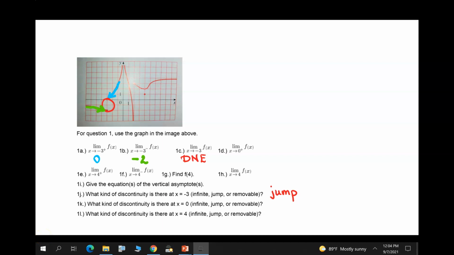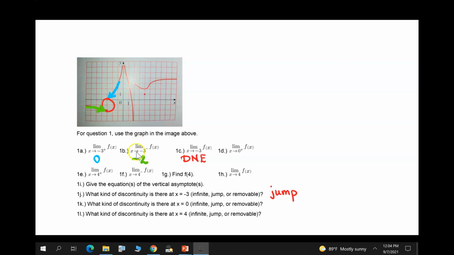Alright, let's look at our test review for Chapter 2, Section 2.2 through 2.4. For question number 1, we were using this graph, and they asked us to find the limit as x approaches -3 from the right. So here's -3, and coming in from the right-hand side, we would be on this portion of the graph. So coming in from the right, you can see we're approaching a y value of 0.